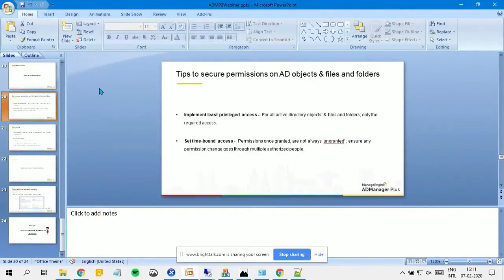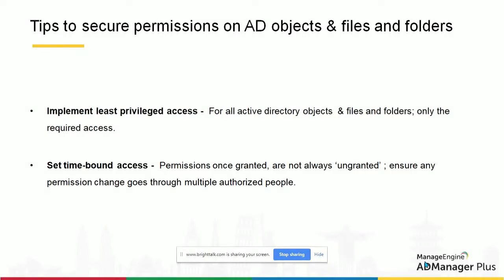But how do we secure these permissions, right? I would recommend two methods to secure these permissions. Number one, implement least privileged access. Give your users the access that they need, nothing more, nothing less. And this works for all of your Active Directory objects, files and folders, everything. Your users must only have the access that they need.